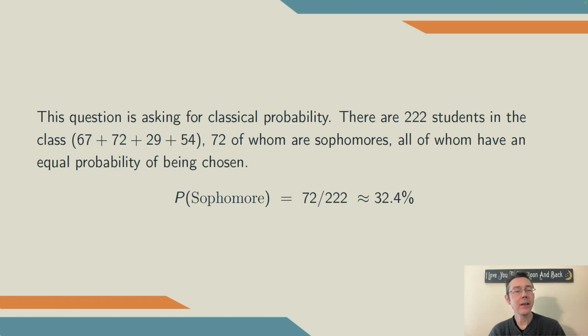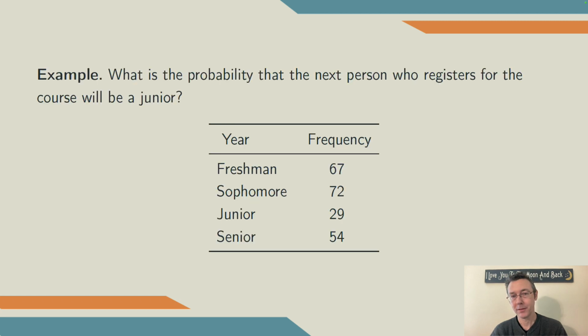So since we are taking one of the students from this class, this is classical probability. There are 222 students, all of whom have an equally likely chance of being selected. There are 72 sophomores in here, so the probability of getting a sophomore randomly is going to be computed using classical probability, 72 over 222, about 32.4%.